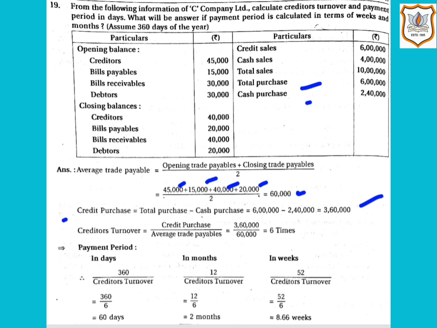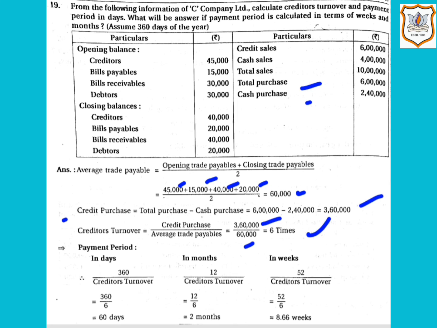Credit purchase upon average trade payable. Here credit purchase is equal to 3 lakh 60,000 and average trade payable, which we just found out, is 60,000. So here we will get 6 times. Creditors turnover is 6 times. It indicates the number of times the creditors are turned over in relation to purchases. A higher turnover ratio or shorter payment period shows the availability of less credit.